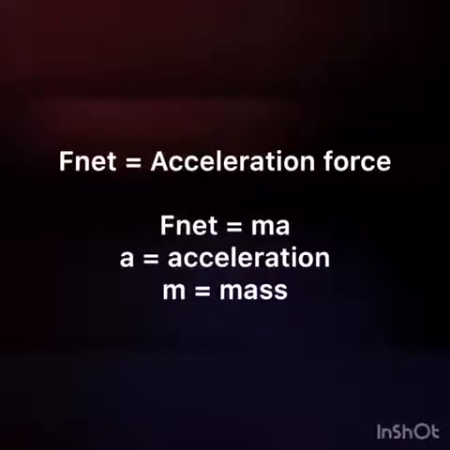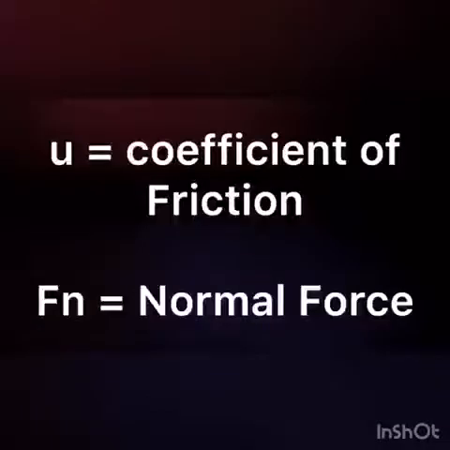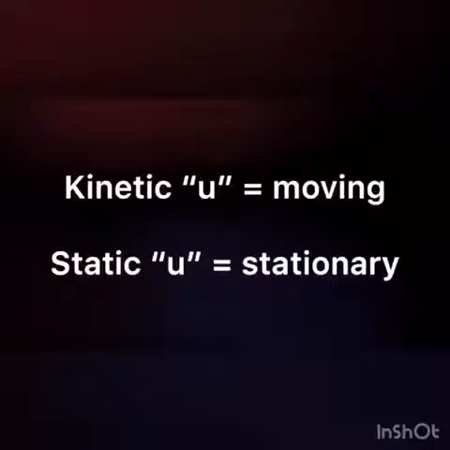When the crash occurred, the vehicles are in motion with only the force of friction in the x vector. Force of friction can be calculated by mu Fn equals Ff. Mu is the coefficient of friction, while Fn is the normal force. The coefficient of friction can either be static or kinetic. Since the vehicles were both moving, we can assume it will be kinetic mu because they are not stationary. This is all we need to know for the forces acting on the two vehicles.